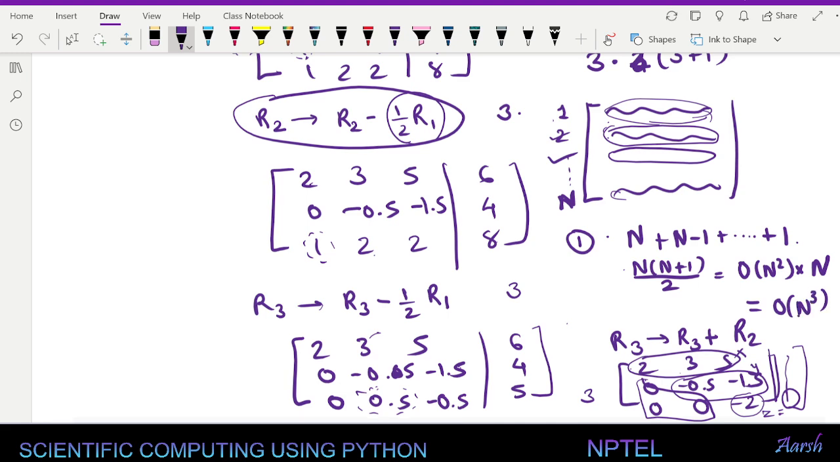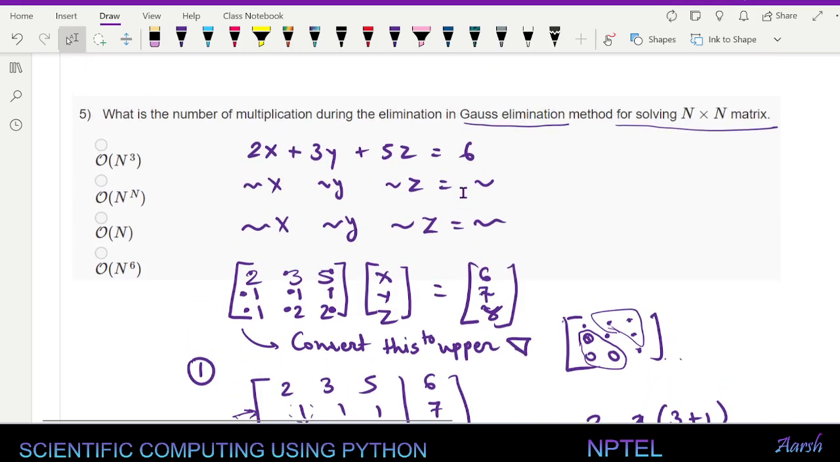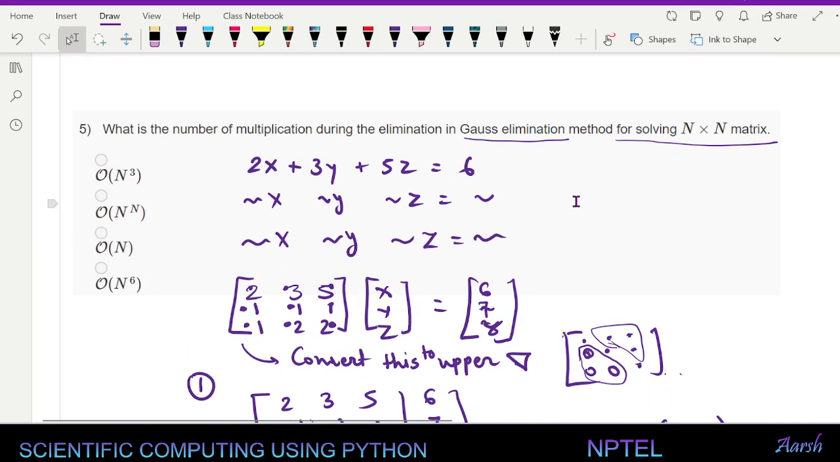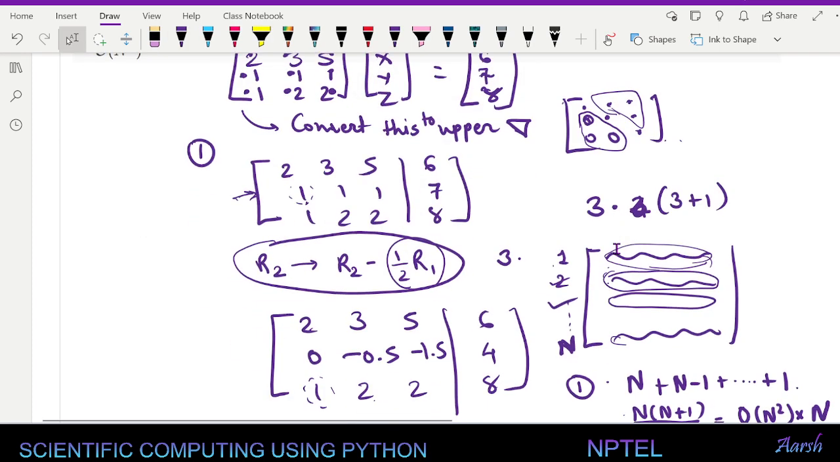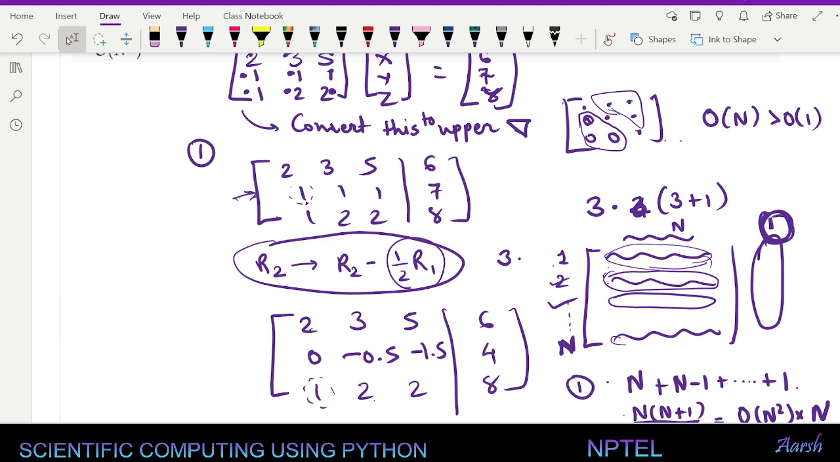Now this is not equal to n cube. We are not doing n cube multiplications. The correct form is maybe 1 by 3 n cube plus n square plus some constant. It could be n, because here we are doing multiplication, right? But every time we are multiplying n entries here, we are multiplying 1 here. So order of n is greater than order of 1, and that's why we can ignore this one. It's going to be 1 no matter how big n is. So as n grows larger and larger, this can be ignored.